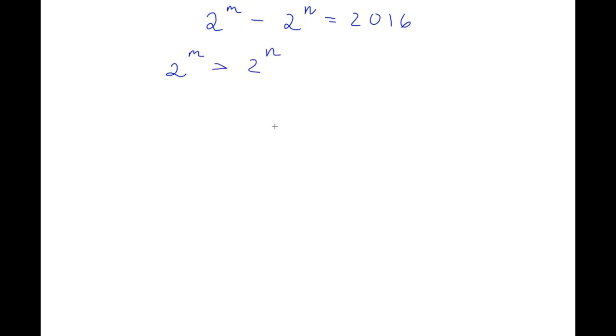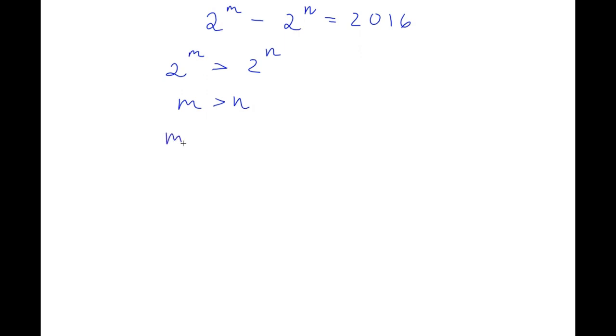Because let's say, hypothetically, that m was equal to 1 and n was equal to 2. We would have 2 to the power of 1 minus 2 squared is equal to a positive number. 2 to the power of 1 is 2, minus 2 squared is 4, and this is equal to negative 2, which is a negative number. So because 2 to the power of m is greater than 2 to the power of n, this also means that m is greater than n because both have bases of 2.